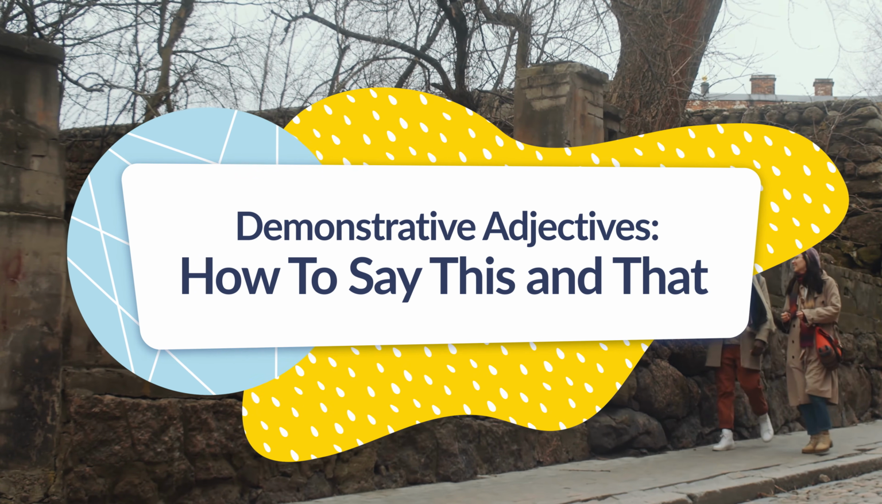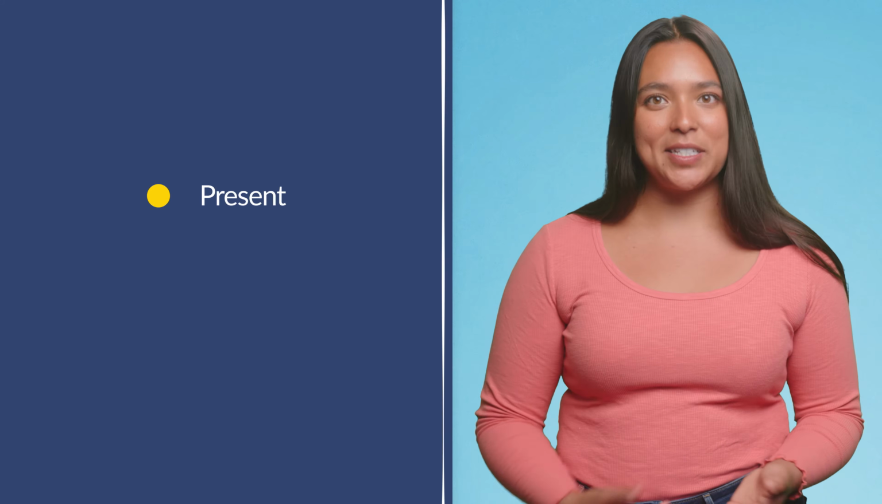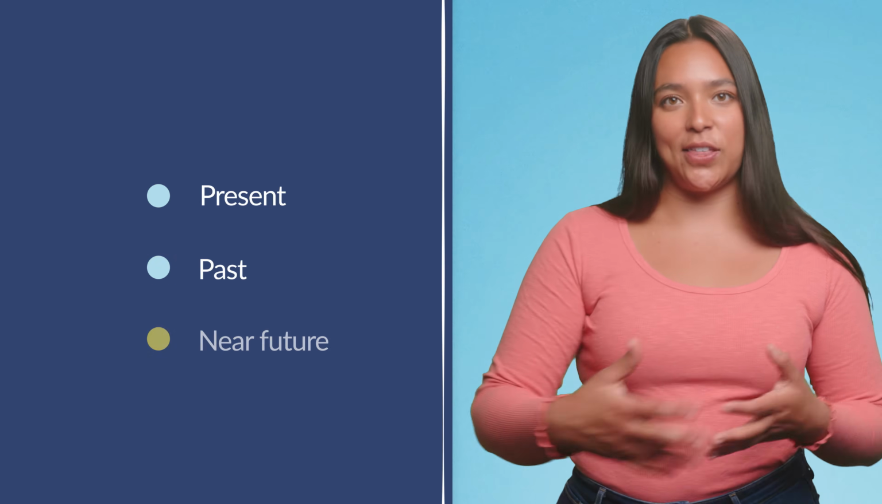Demonstrative adjectives, or adjetivos demonstrativos, denote the distance between the speaker and an object, place, or another person to whom the adjective of the sentence refers to. They can also refer to time, especially the present, the past, and the near future.